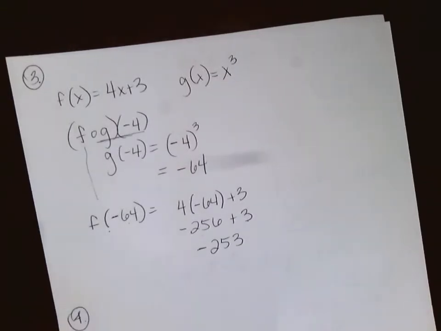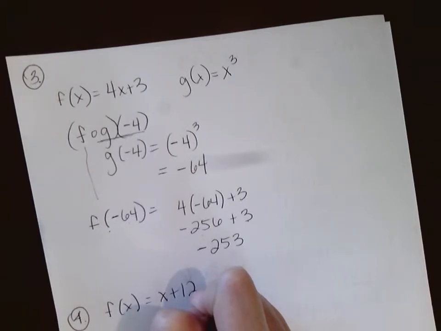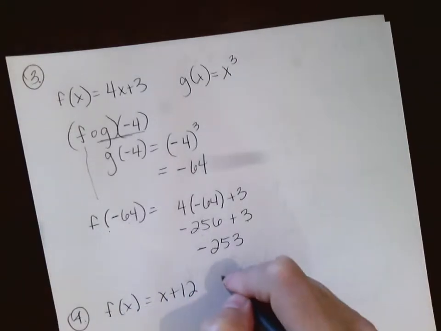Number 4. F of x is x plus 12. G of x is x minus 12.